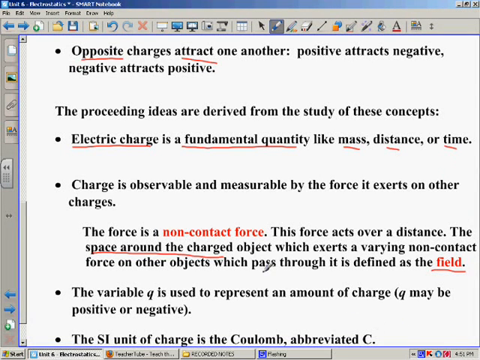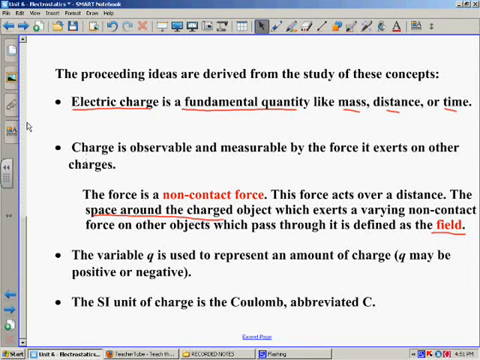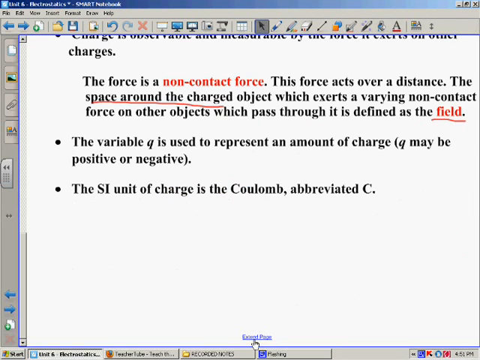The variable Q is used to represent the charge, and Q may be positive or negative. And the SI unit for charge is the coulomb, and it's abbreviated C. I'm normally going to write a Q like this, and its unit is a coulomb, using the letter capital C.